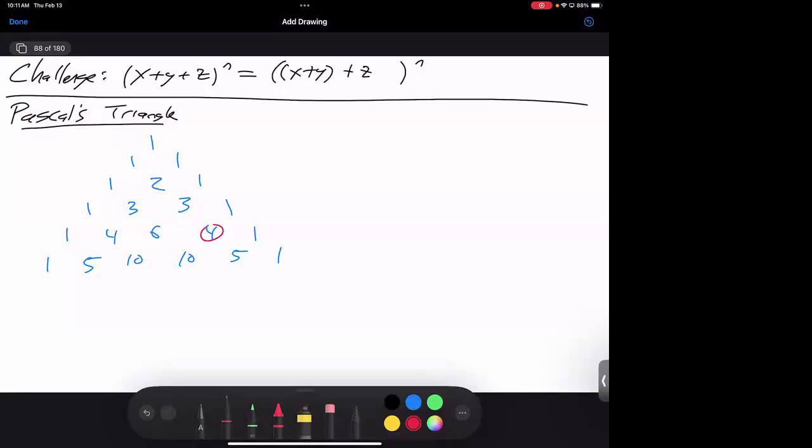And so, for instance, 4 is 3 plus 1. 10 is 4 plus 6. These are the numbers that come from expanding (x plus y) to the n. This is what we get when we expand (x plus y) to the n. These are the binomial coefficients.